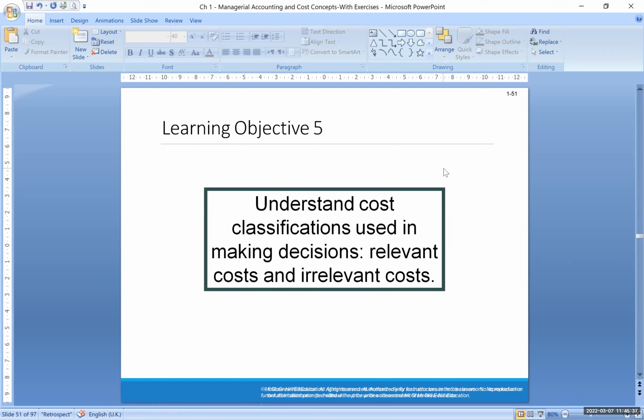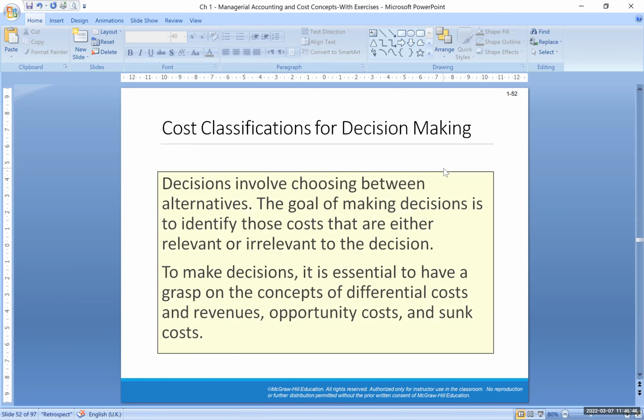Learning objective number 5: understanding the cost classifications used in making decisions, relevant costs and irrelevant costs. Decisions involve choosing between alternatives. The goal of making decisions is to identify those costs that are either relevant or irrelevant to a decision. To make decisions, it is essential to have a grasp on the concepts of differential costs and revenues, opportunity cost, and sunk costs. Let's discuss the definition of each of these three.